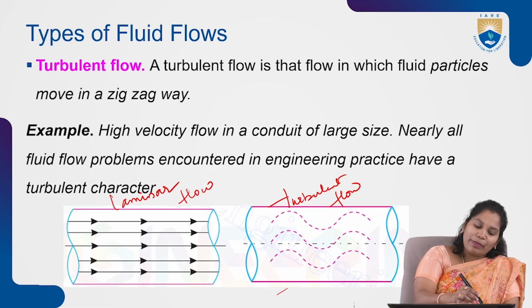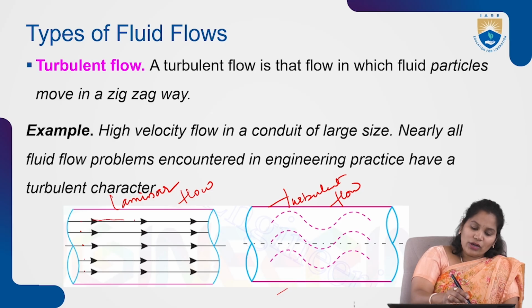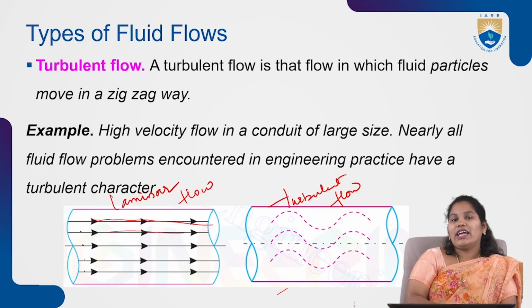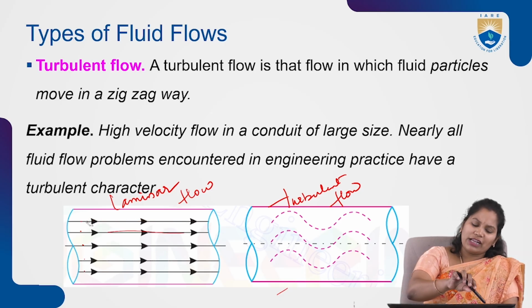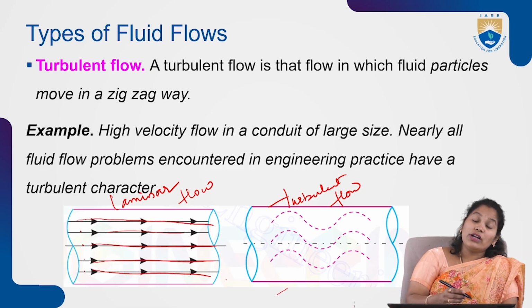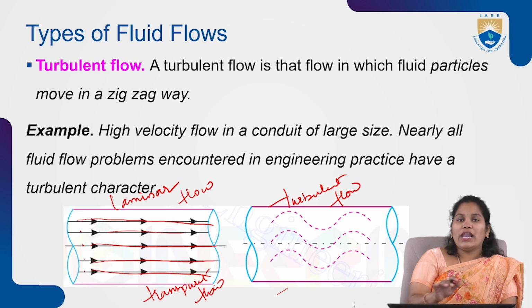So here, these are all the particles moving in their own paths in straight lines, without disturbing the other particles. All the particles are moving in their own paths, and this type of flow is very transparent. We can visualize it also. The flow is very smooth. All layers flow smoothly.